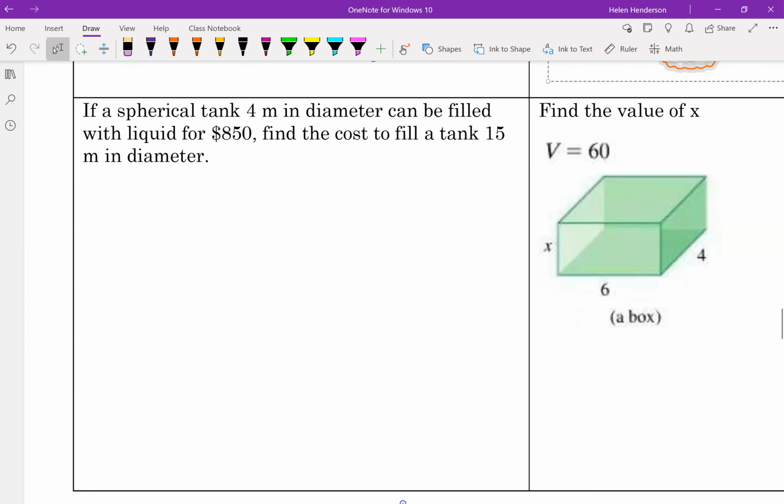Okay, let's try another one. If a spherical tank 4 meters in diameter can be filled with liquid for $850, find the cost to fill a tank that's 15 meters in diameter. All right, so let's look at the small tank first. Four meters in diameter.